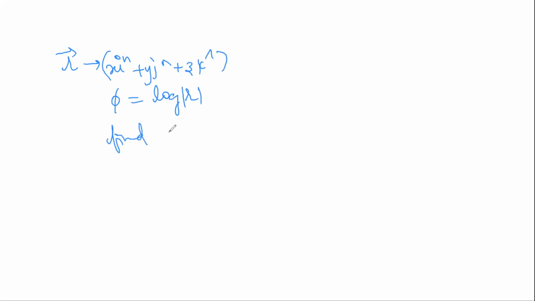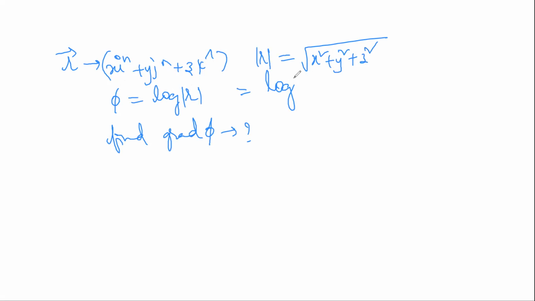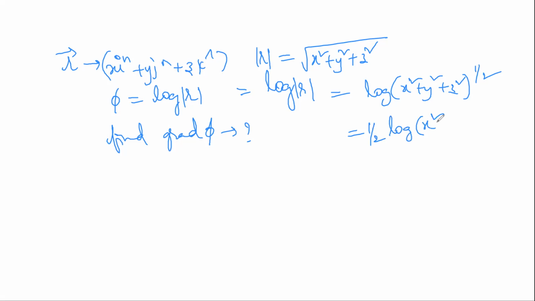See, if r is the position vector, that means x i cap plus y j cap plus z k cap. Now phi is equal to log r, that is log of mod r. Now find grad phi. So how do you calculate? First we shall calculate phi. So log of, what is mod r? Root over x square plus y square plus z square, right? So log of mod r is equal to log of (x square plus y square plus z square) whole power half. So half log (x square plus y square plus z square), right?